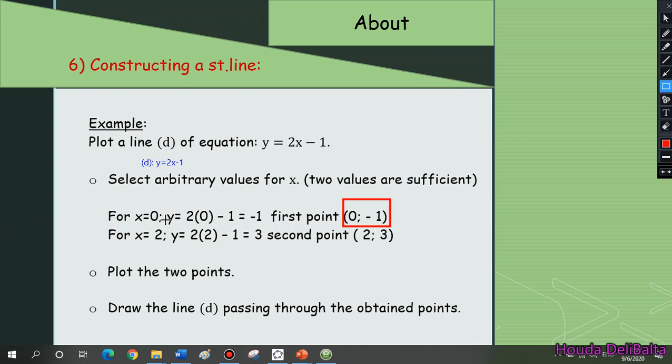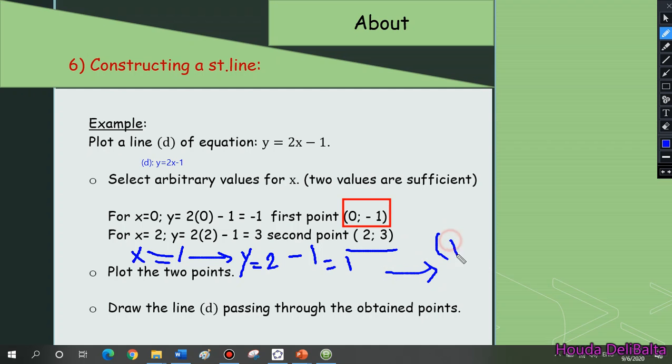Now here is for x equals 0. Now for x equals 2, for example, we evaluate 2 in place of x, so we will get 2 times 2, which is 4. 4 minus 1, it's 3. Then the second point is (2, 3). We can take, for example, x equals 1. Then we have that y equals 2 into 1, which is 2, minus 1, which is 1, and the point we need is (1, 1).